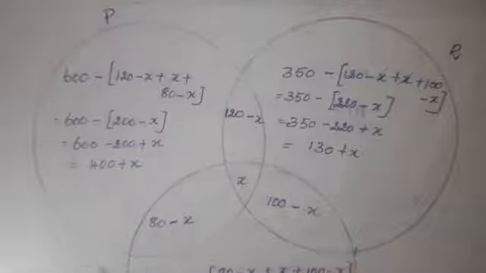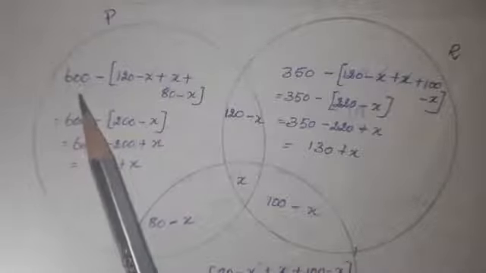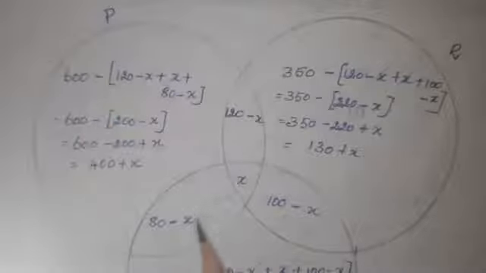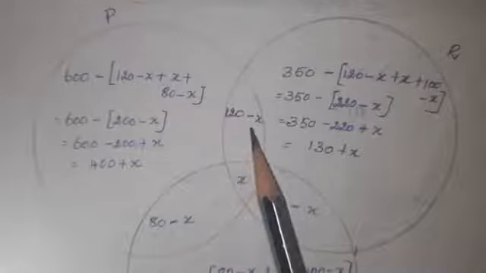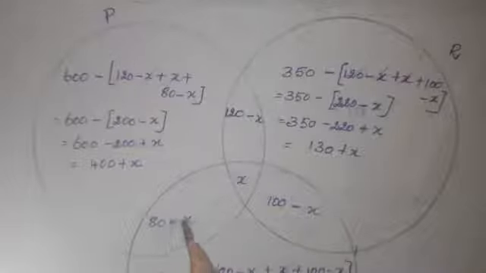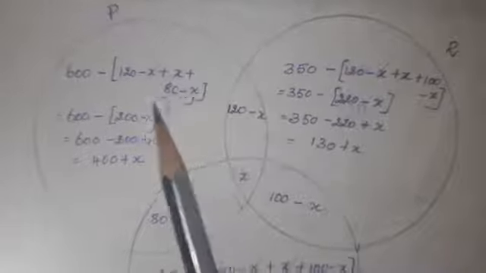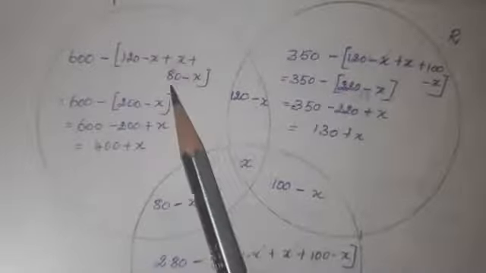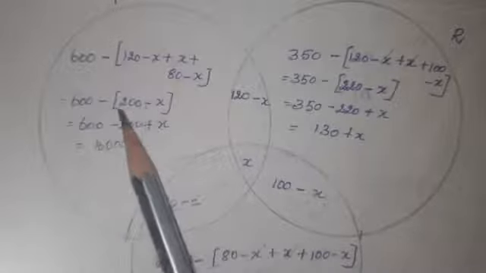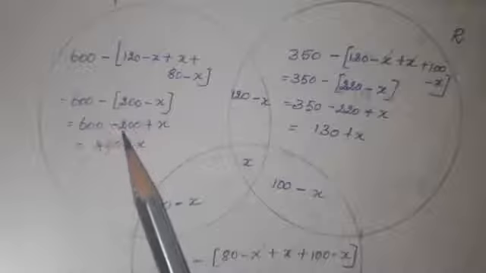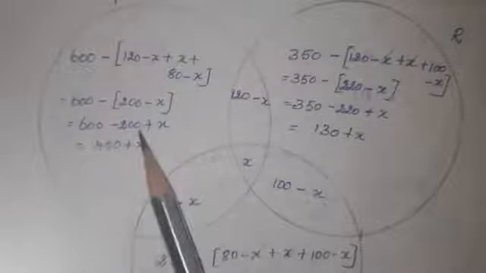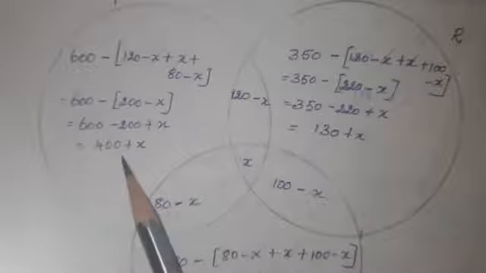Now come to the full set. It is paddy. Already we have written 600. Then you should subtract this one. You add this: 120 minus X plus 80 minus X. That is what I have written here. Then minus X plus X get cancelled. 120 plus 80, it is 200 minus X. This minus I am taking inside the bracket. If it goes inside, it will come as minus 200, minus into minus, plus X. 600 minus 200, it is 400 plus X.